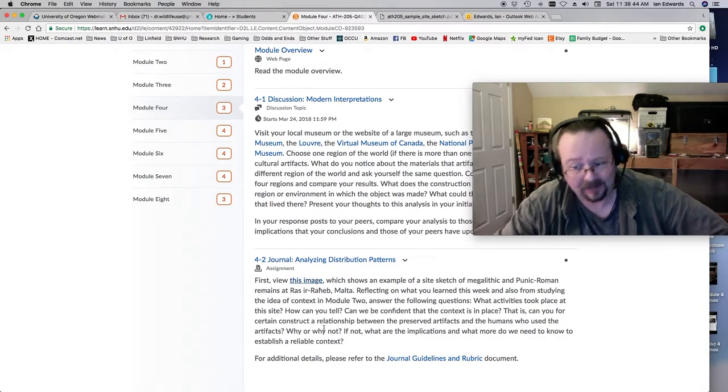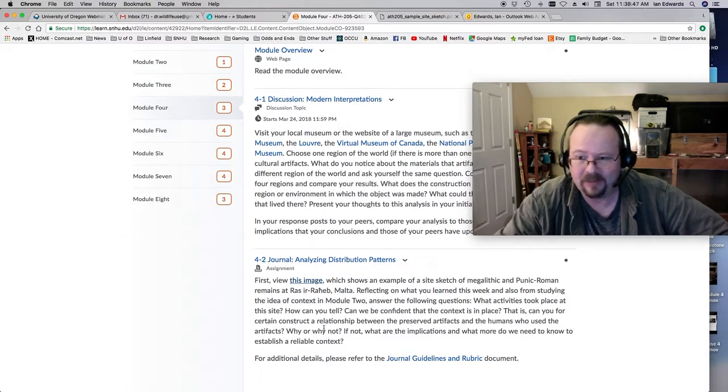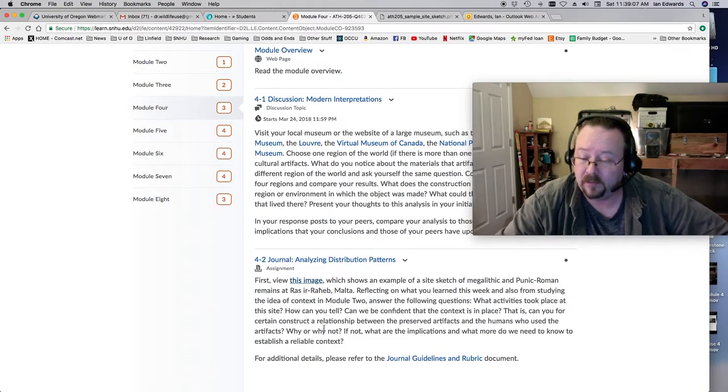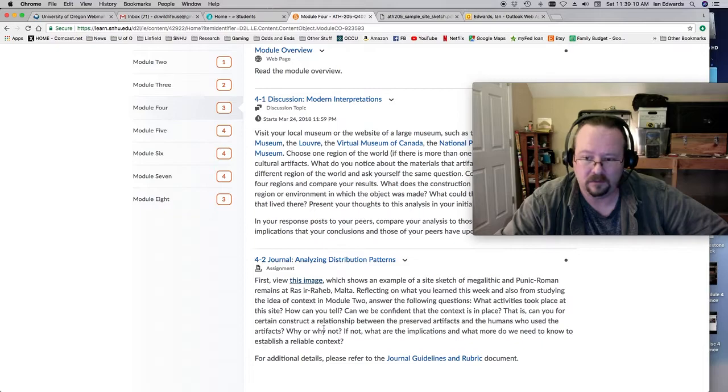How can you tell, how are you gaining that insight, right? That's all getting into the context, right? Can we be confident about the context, that it's intact and in place, right? As it says here, that is, can you for certain construct a relationship between the preserved artifacts and the humans who use the artifacts? All right. So, what's the relationship? How do you know that is the relationship? Can you identify that for all the various features, right, that are represented in there? Why or why not, right?